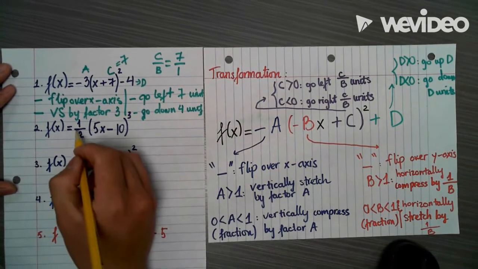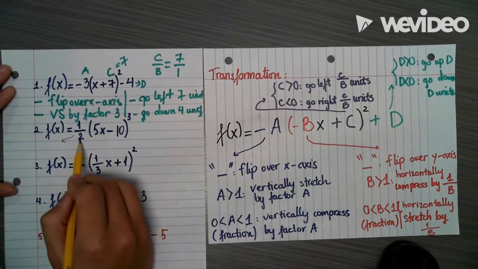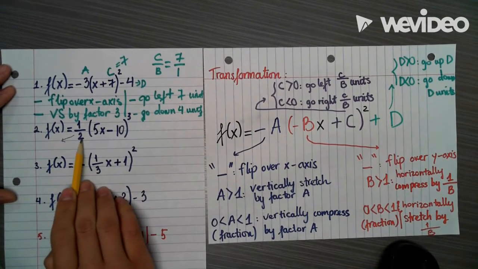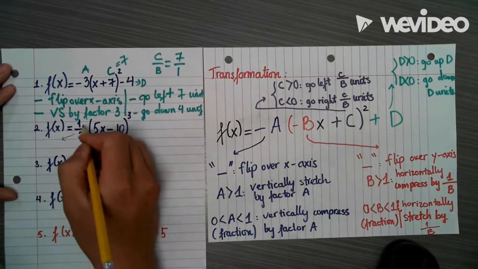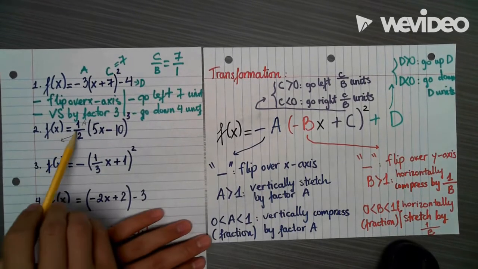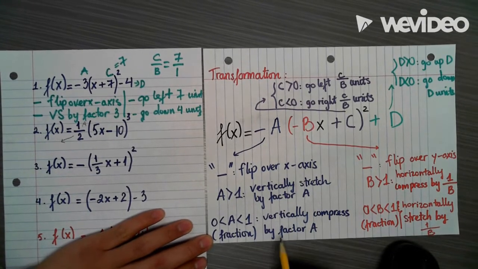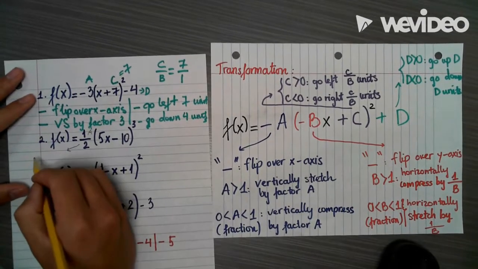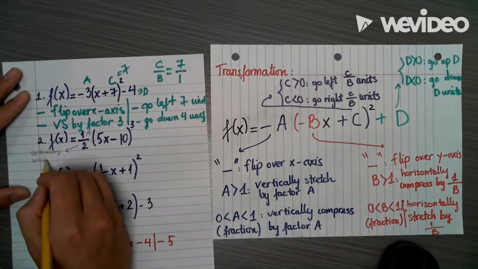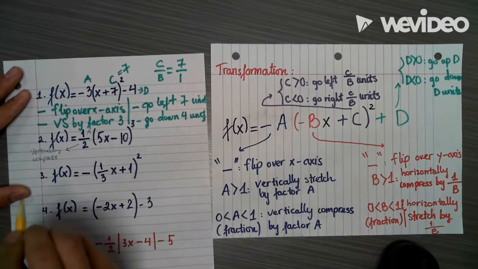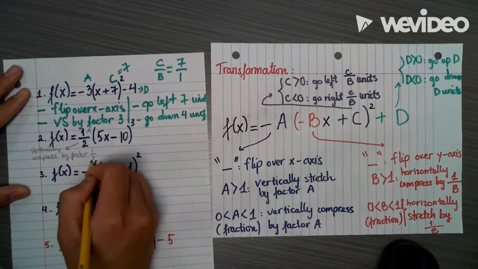Now, 1/2 here. Yes, you can see this one is 1/2. This is outside of the parentheses, right? Take a look at which one is outside of the parentheses. This is A. So this is my A, right? As you can see, 1/2 is a fraction. So we're gonna write vertically compressed by factor 1/2.